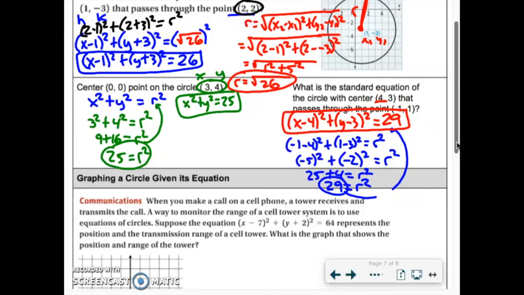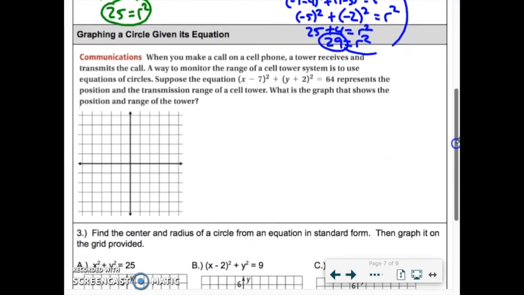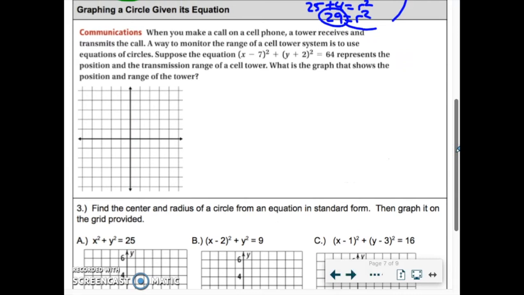All right, let's look here then. When you make a call on a cell phone, a tower receives and transmits that call. A way to monitor the range of a cell tower system is to use equations of circles. Suppose the equation (x minus 7) squared plus (y plus 2) squared equals 64 represents the position and transmission range of the tower. So they want to know how close to the tower you need to be in order to get cell service. They want us to draw a picture of the graph.